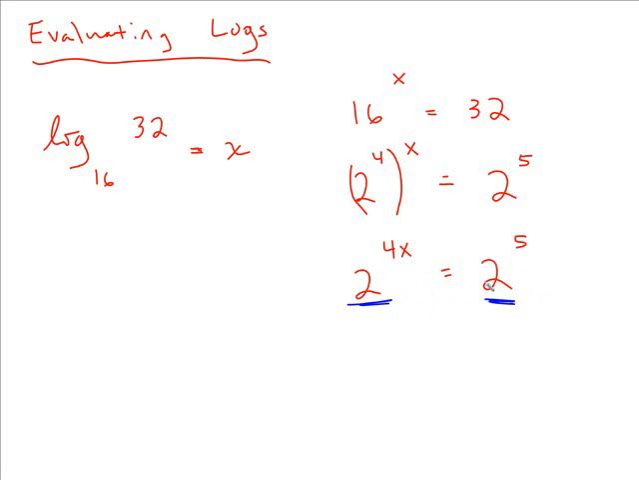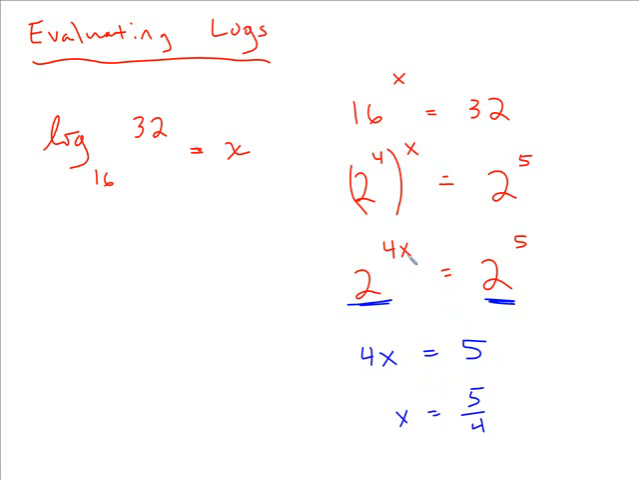So if the bases are equal, that means the exponents have to be equal to each other, right? So we're trying to figure out, well, what value of x will make this right here 5, okay? So that allows us to set the exponents equal to each other now. So once you've gotten the same base, you can set the exponents equal to each other. So that's real simple. 4x equals 5, so x is going to equal 5 over 4.